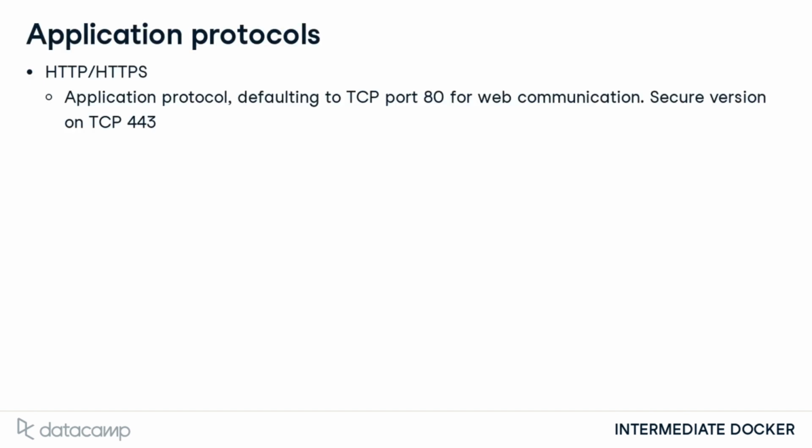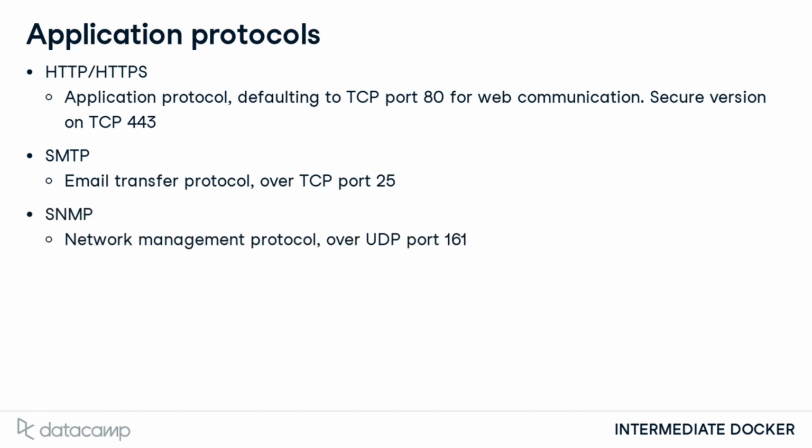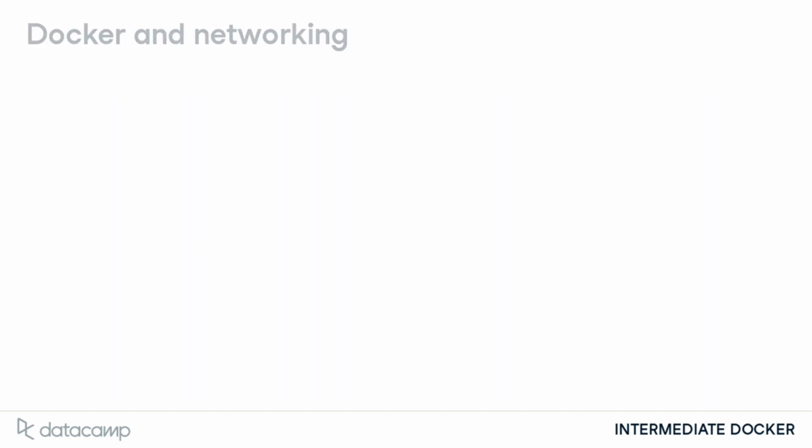HTTP is an application protocol defaulting to TCP port 80 for web communication. There is also the secure version, HTTPS, running over port 443. SMTP is an email transfer protocol and uses TCP port 25. SNMP, a network management protocol, uses UDP port 161.